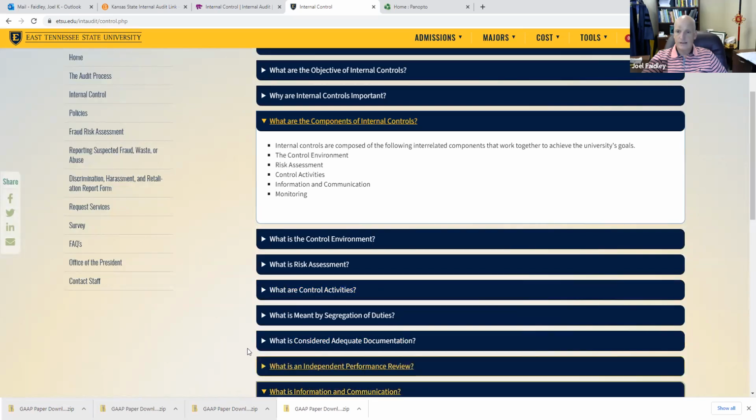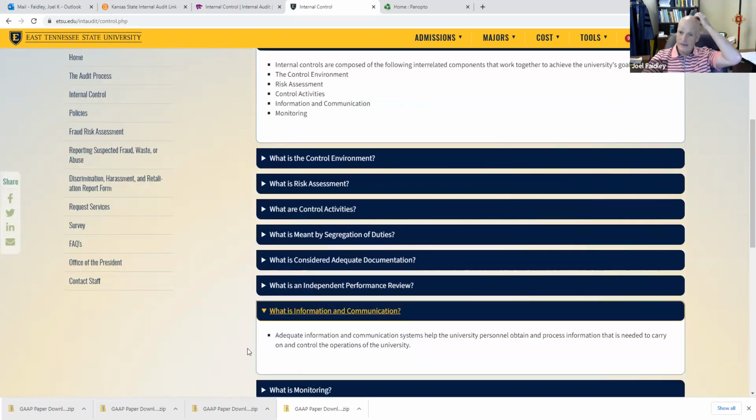Which is down the page a little bit there. There it is. Having adequate information communication systems helps the university personnel obtain and process information as needed to carry on and control the operations of the university. All right. 4-9 down at the bottom talks about having appropriate and the right level of detail, timely and available when needed, accurate, reliable, very important. Having information communication.